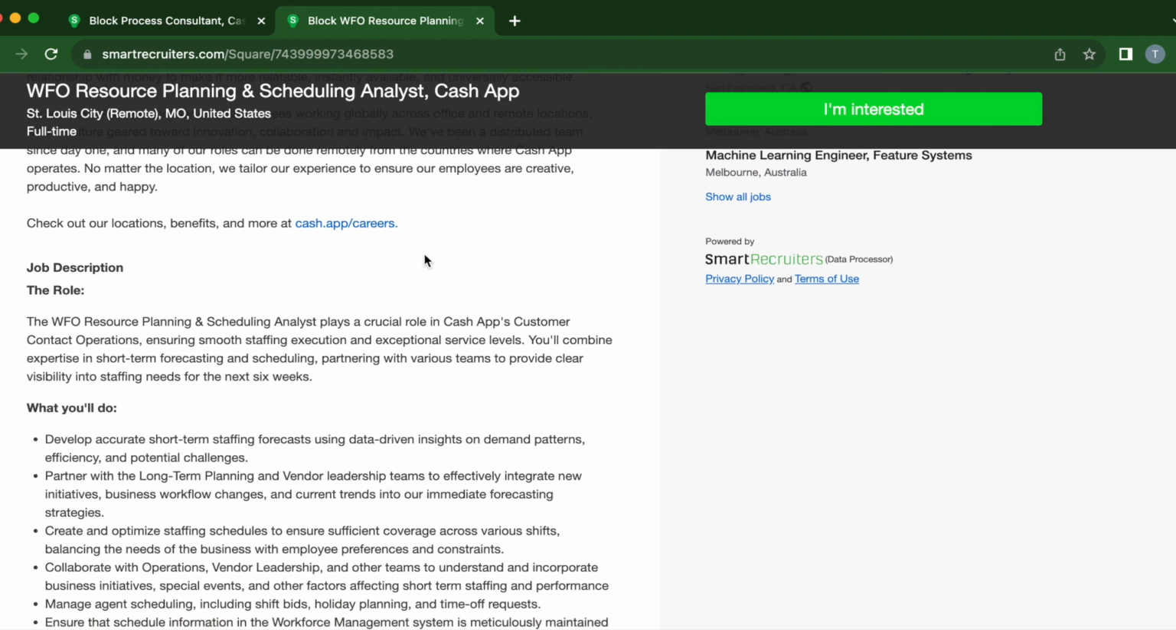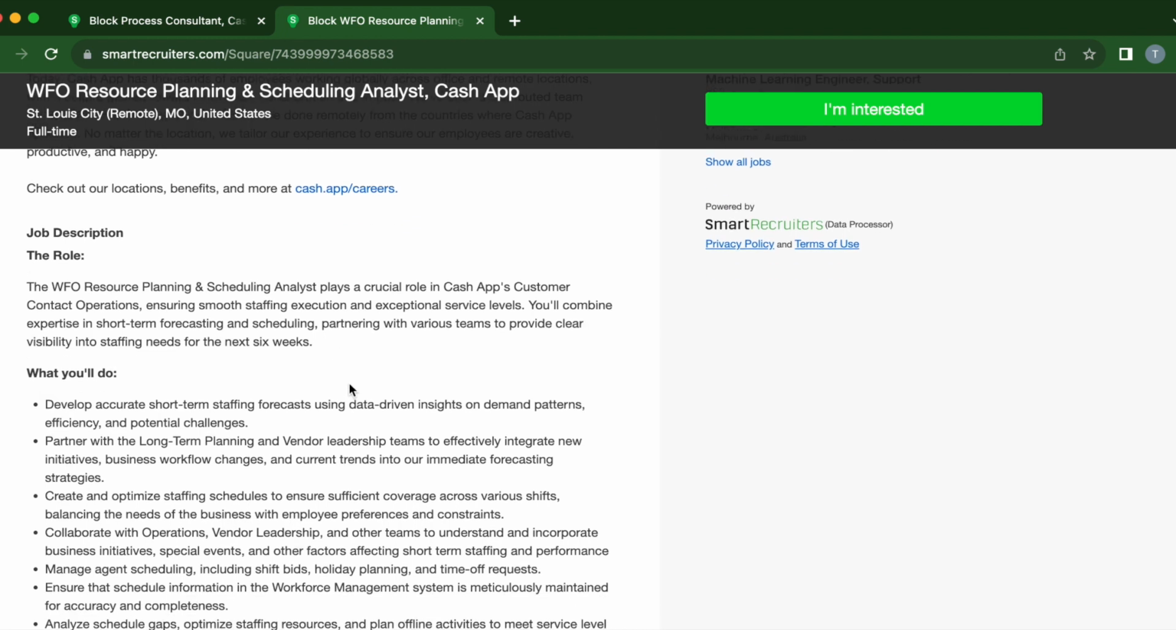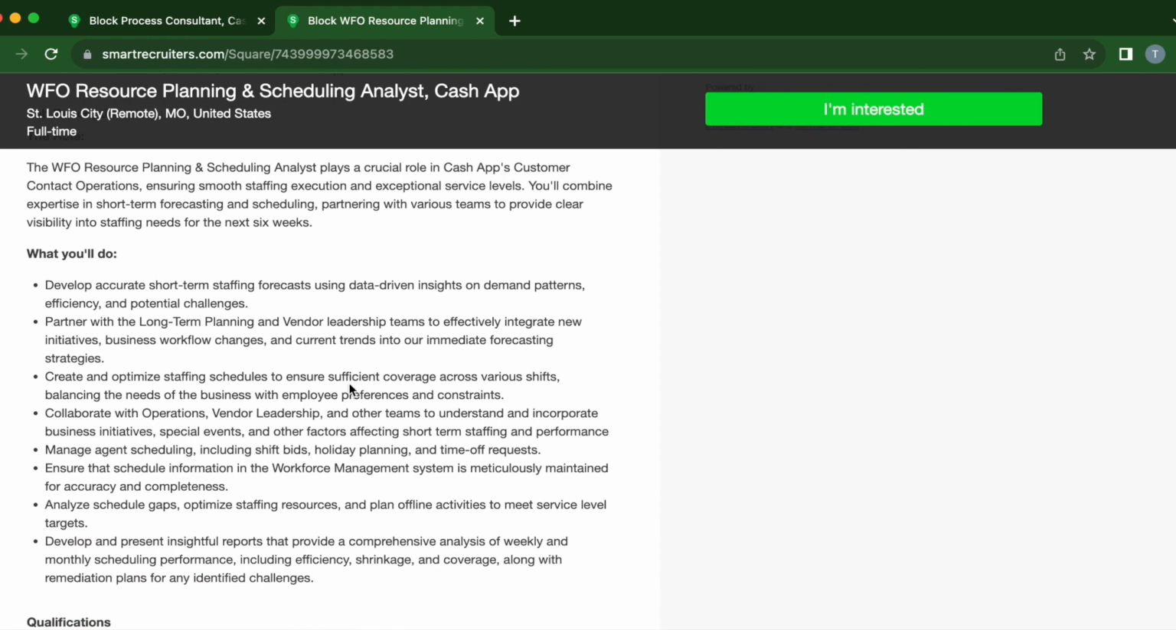For this role, the WFO resource planning and scheduling analyst plays a crucial role in Cash App's customer contact operations, ensuring smooth staffing execution and exceptional service levels. You'll combine expertise in short-term forecasting and scheduling, and partner with various teams to provide clear visibility into staffing needs for the next 6 weeks. What you'll do is develop accurate short-term staffing forecasts using data-driven insight on demand patterns, efficiency, and potential challenges.